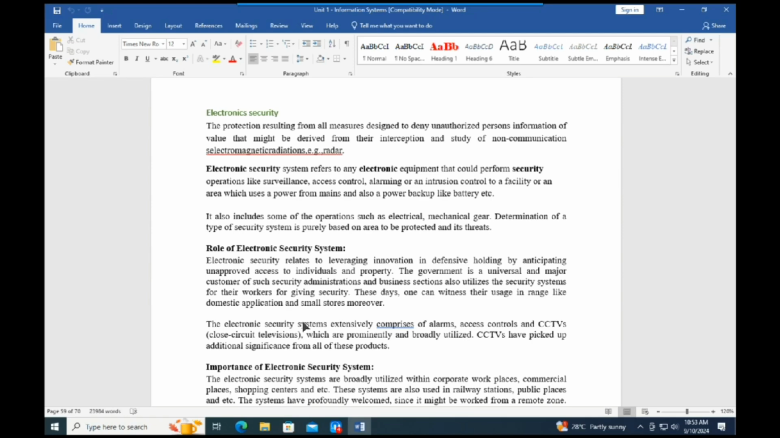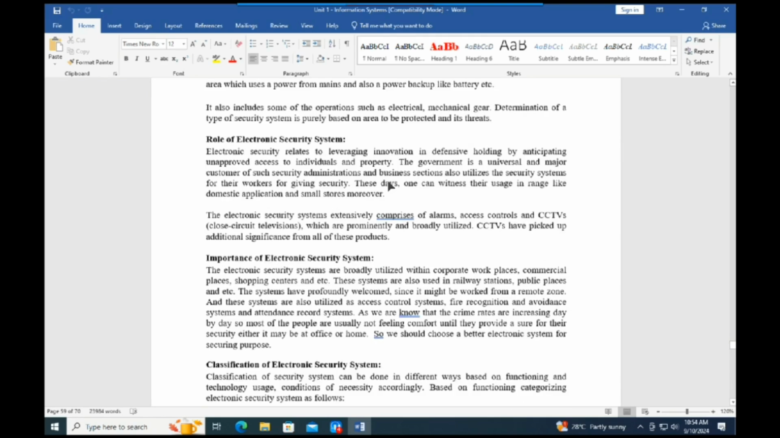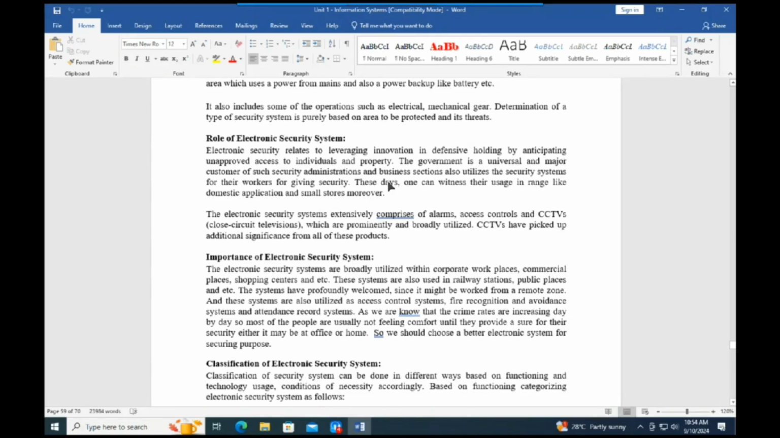Now, determining the type of security system is based on the area that you want to protect and what threats are there. The role of an electronic security system is to leverage innovation in what we call defensive holding, by preventing unapproved access to individuals and property. The role is simply to make sure that unapproved individuals cannot access the property.